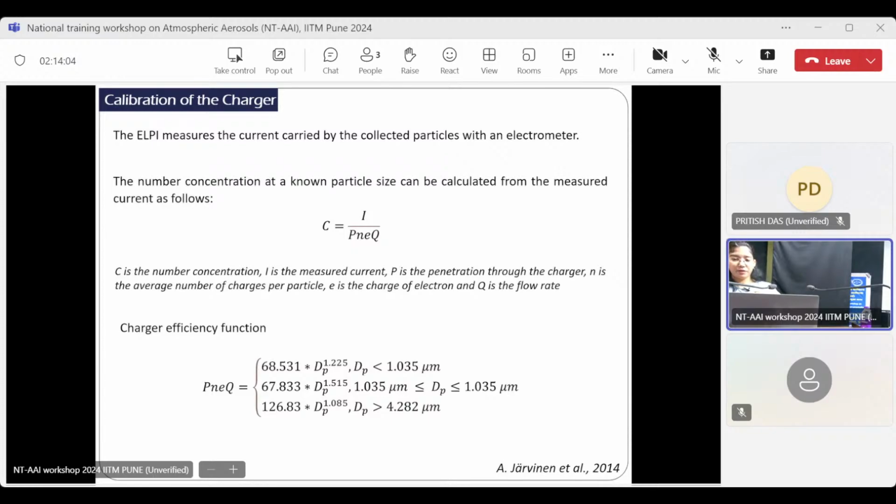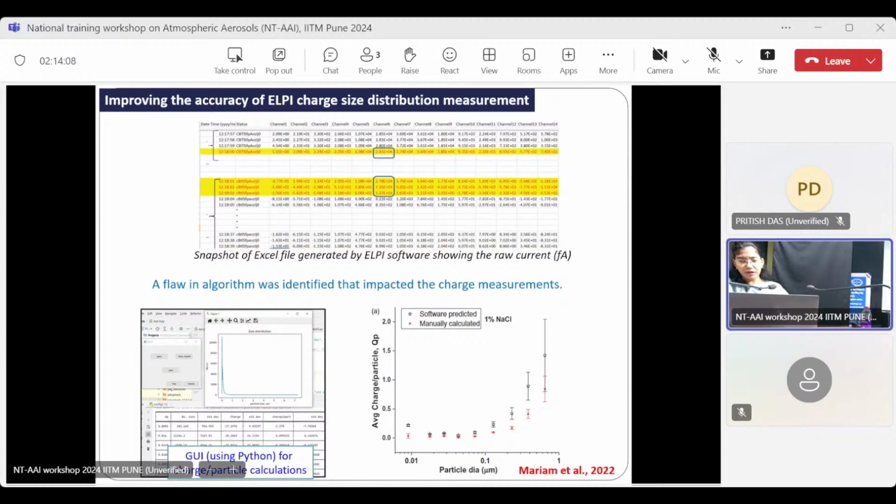While doing the study with this instrument, what we observed is that the value of the charge given by the software is wrong, or it's giving a higher value than what it should actually give. So what was happening?